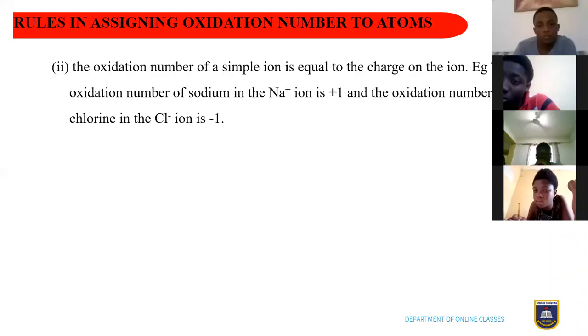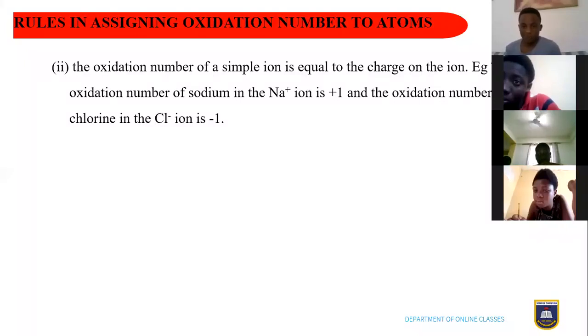Okay, if it's just one element with a charge, it's called a simple ion, like Na+. It's a simple ion. The charge they have is the same as their oxidation number. Take note of that.